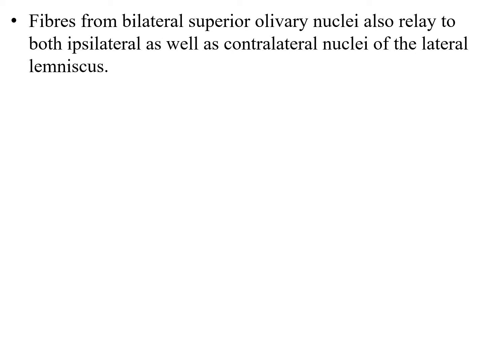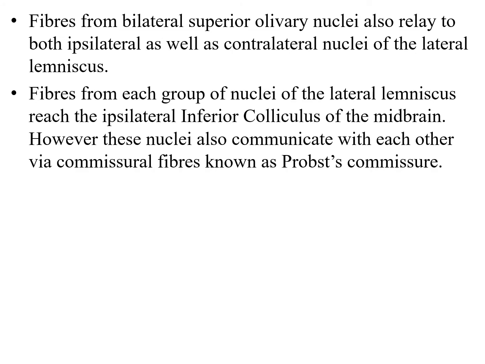What happens from there onwards? Fibers from each group of nuclei of the lateral lemniscus reach the ipsilateral inferior colliculus of the midbrain. Means these fibers are again ascending. From the cochlear nuclei and superior olivary nucleus, which were at the level of the medulla, they reached the nuclei of the lateral lemniscus, which were at the level of the pons. Now from there, they further ascend and reach the same-sided inferior colliculus of the midbrain.